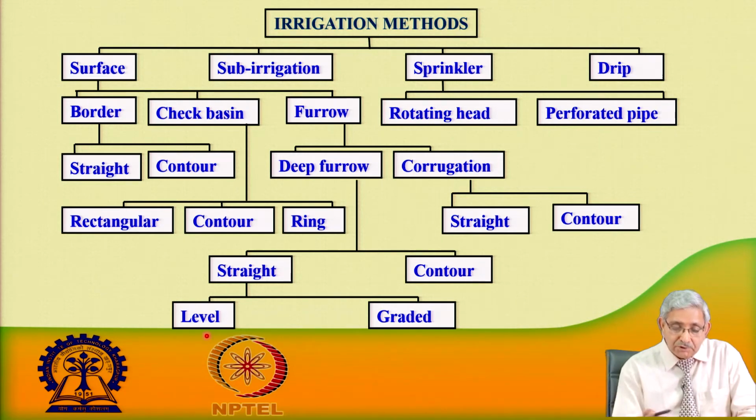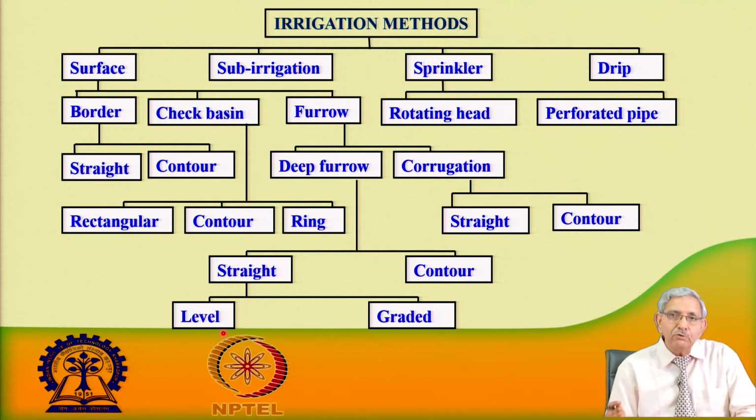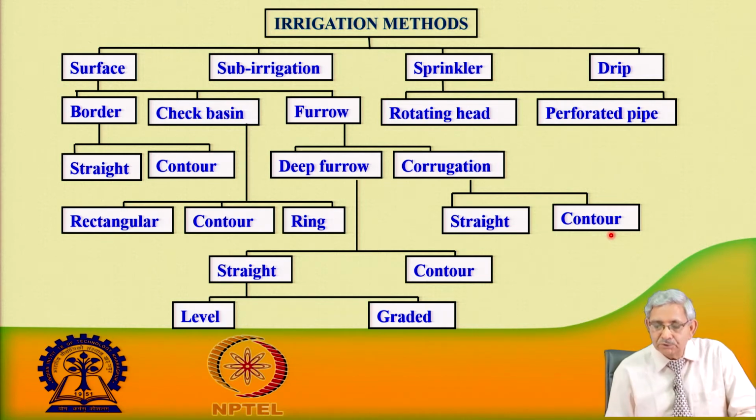Now, straight furrows can be laid long on level land, which is simple. If it is on slightly sloping land, then the slope can be truncated, and one particular furrow can have 2 or 3 different slopes as per the requirement, and that length can be truncated. That is a graded furrow. Similarly, corrugated furrows could be straight or contour. As I told you, these could be straight, or these can be laid on contours.